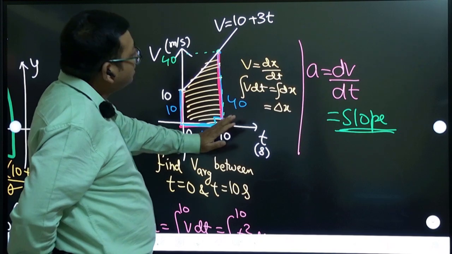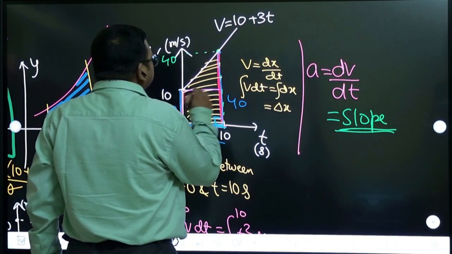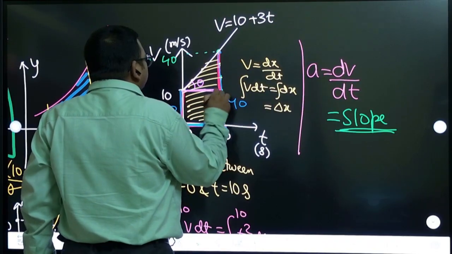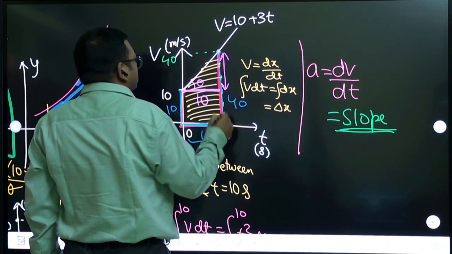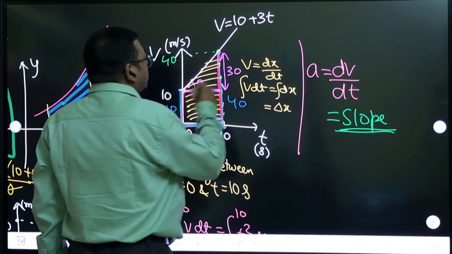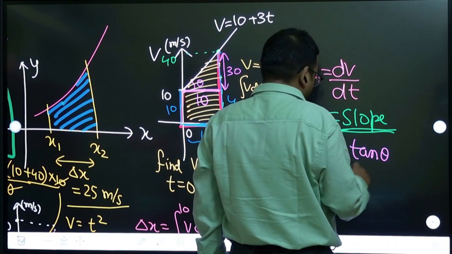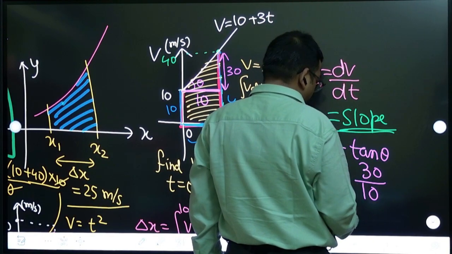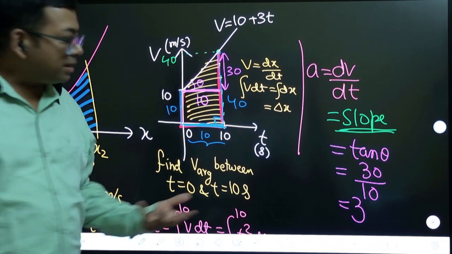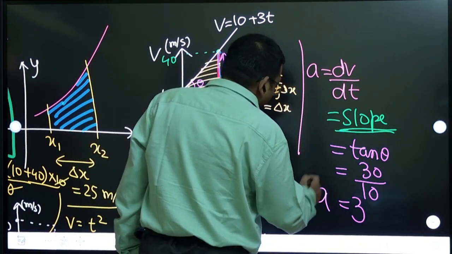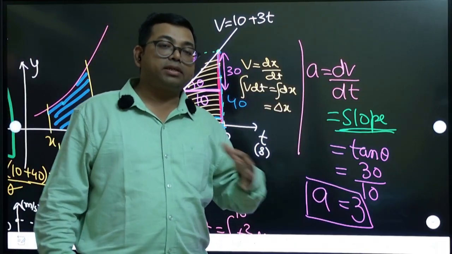So here the slope, and it's a straight line, so the straight line slope is tan theta, which you can easily calculate now. Tell me what is this tan theta? This is 40 minus 10, 30. What is tan theta here? 30 by 10, 3. Yes, tan theta is 3. So that is the acceleration. Acceleration is constant. Yes, you are right that velocity is increasing, but it is increasing at a constant rate.